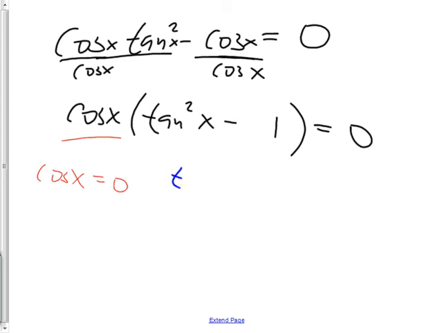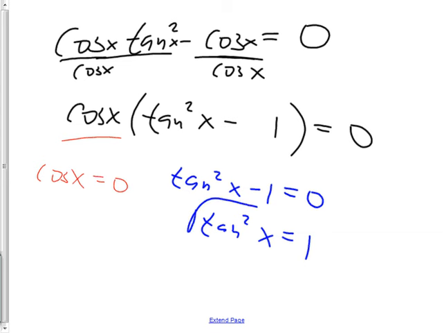Please stop talking out there. Tangent squared x minus 1 equals 0. Then I'm going to say tangent squared x equals 1. Can tangent equal 1? Yeah, but we first have to figure out the squared thing. How do I get that squared off of there? Square root, square root. What's the square root of 1? It's just 1. It's not plus and minus 1. But the square root of tangent squared x is absolute value of tangent x.